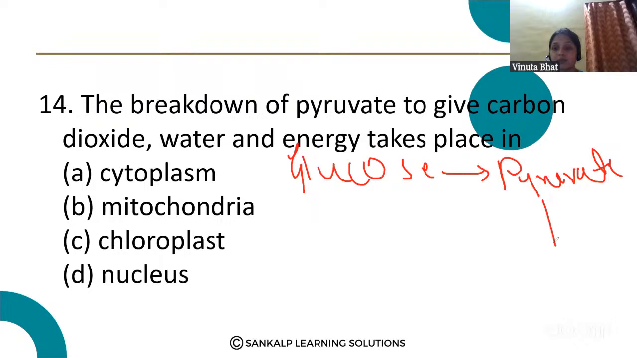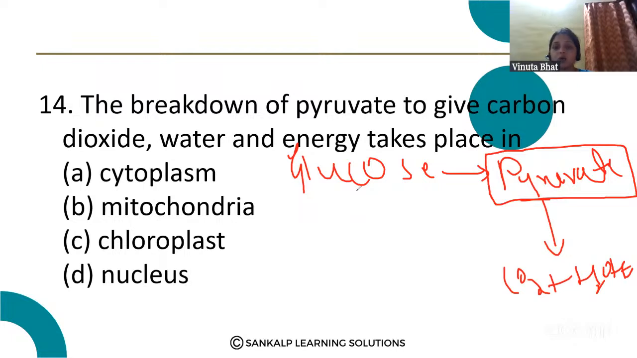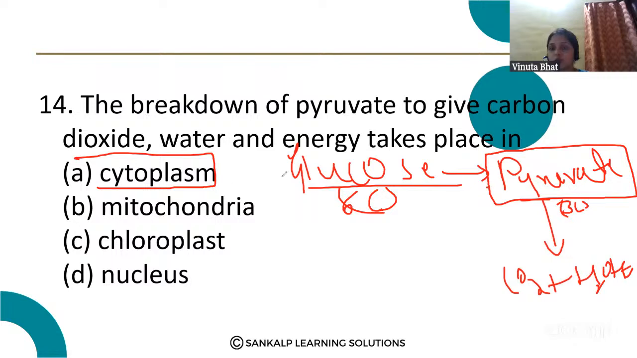Then this breakdown of the pyruvate gives the carbon dioxide, water and energy. Here, glucose contains 6 carbon atoms, and pyruvate contains 3 carbon atoms. So the pyruvate breaks down into carbon dioxide, water and energy. Does that take place in the cytoplasm? No, in the cytoplasm, the conversion of glucose into pyruvate takes place.